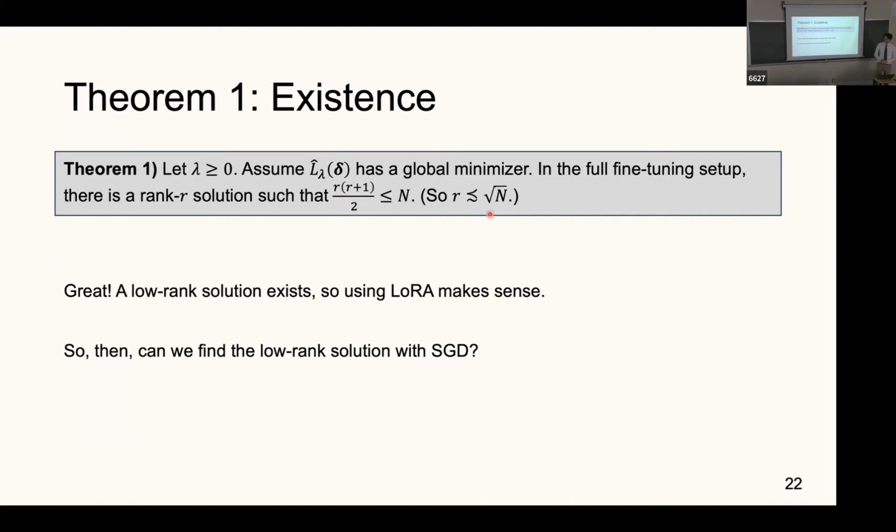So we have existence, but then is it computable? That's the next question. Can we find this low rank solution using stochastic gradient descent, the algorithm that everybody uses?